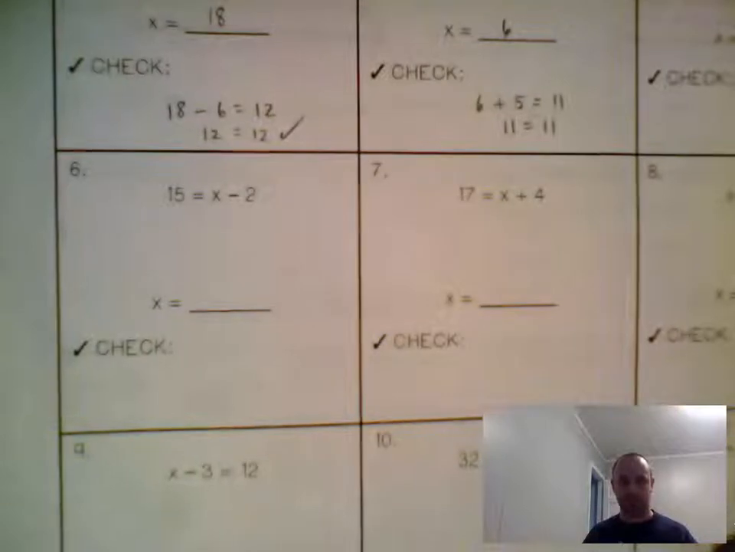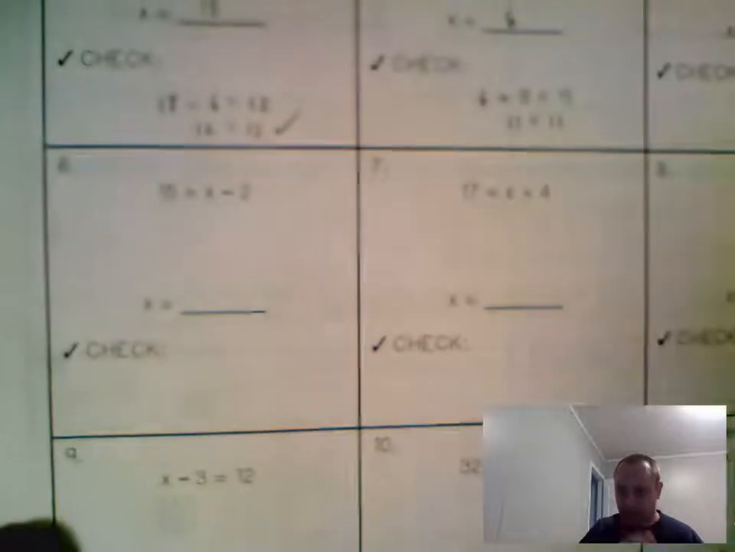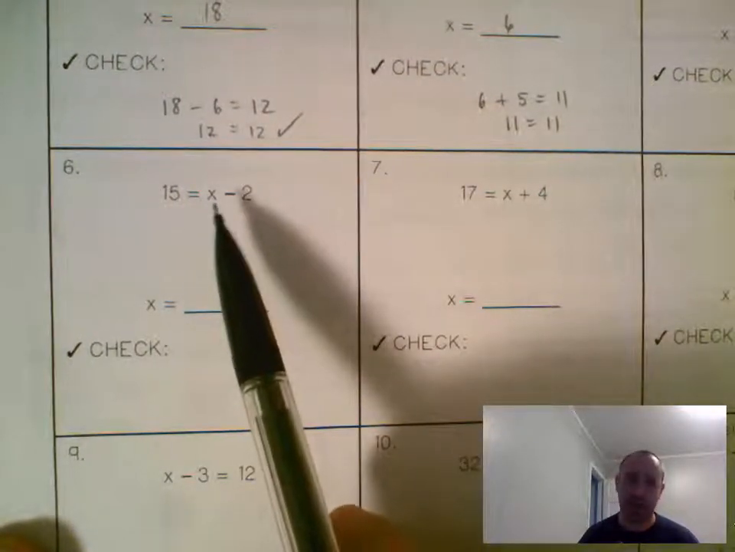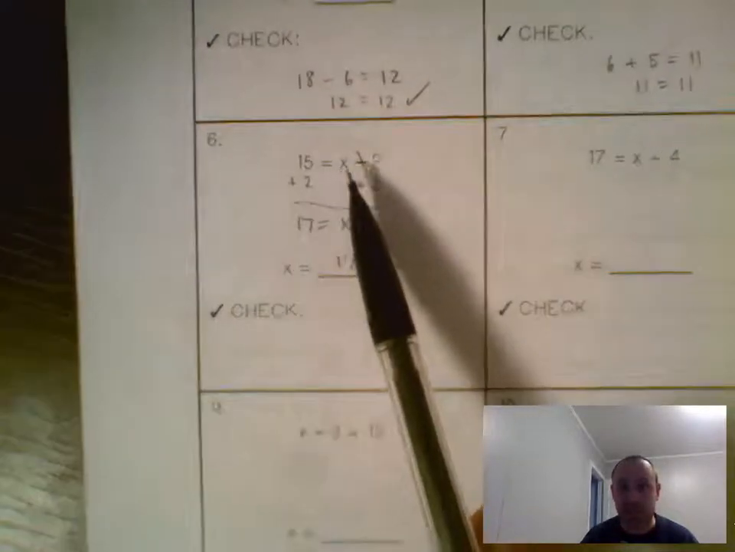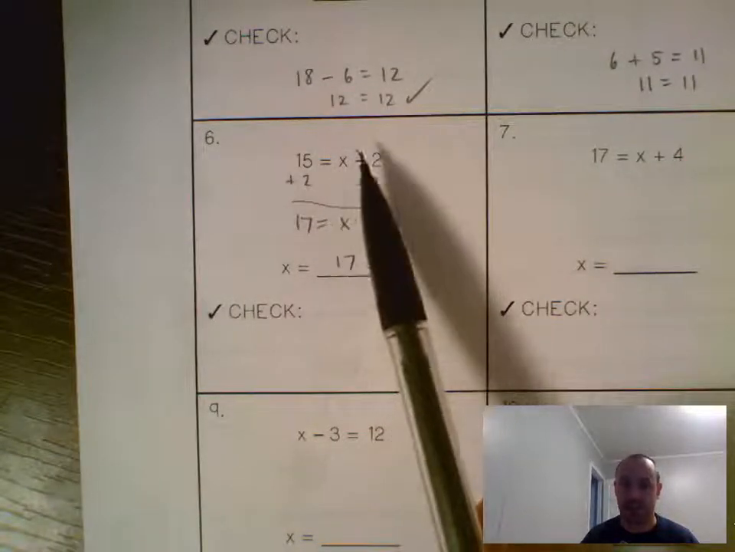All right, let's look at number 6. We want the x by itself. In this case, it's on the right side of the equation, but that doesn't matter. We still want it by itself. You always want to get x by itself. So here we're going to go ahead and +2, and you'll get x is equal to 17. Sorry, it took a minute to focus there. So x equals 17. If I took my 17 and put it in here, it'd be 17 minus 2. So 15 equals 15. That's true.